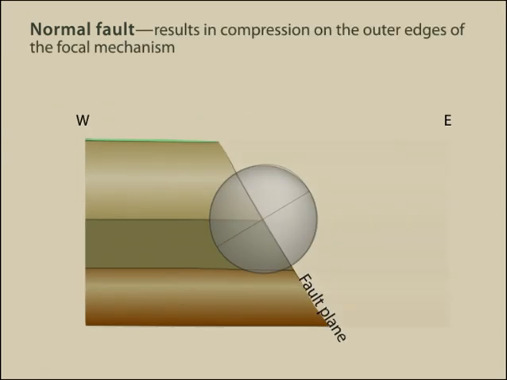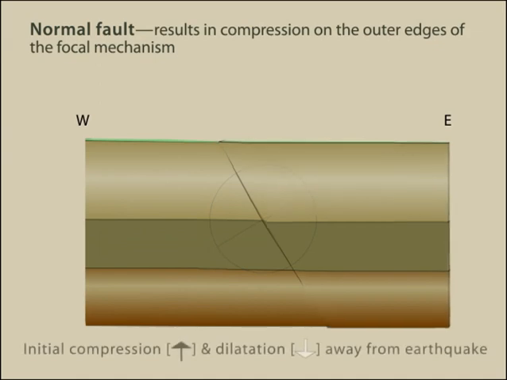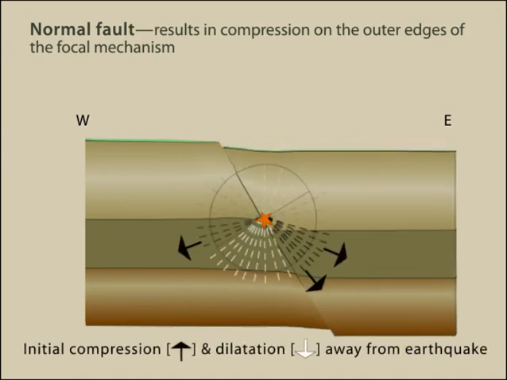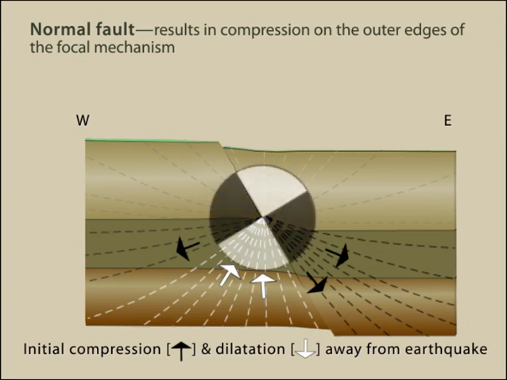Viewed in cross-section, we see that compressional first arriving P waves will radiate to the east and west from the hypocenter at shallow and intermediate downward angles. Dilatational first arriving P waves leave the hypocenter at a steep downward angle.